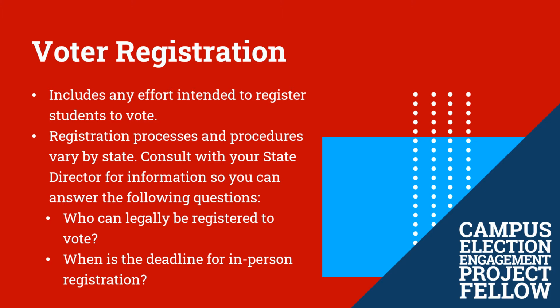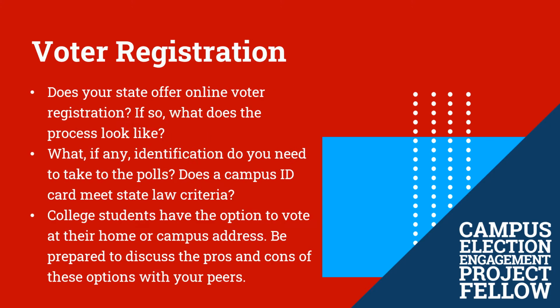Make sure you know the answers to: who can legally be registered to vote? When is the deadline for in-person registration? Does your state offer online voter registration? If so, what does the process look like? What, if any, identification do you need to take to the polls? Does a campus ID card meet state law criteria? Keep in mind the fact that college students can register to vote at their home or campus address, and you should be ready to talk through these options with each student.